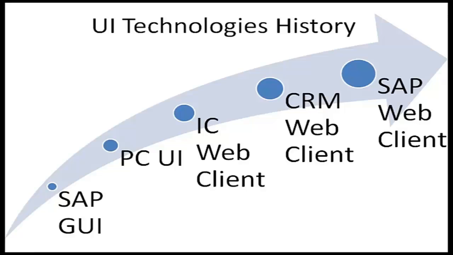So it started with PCUI when SAP came up with the product, or even before PCUI we had GUI. So in 4.0 we had PCUI or people centric user interface. Then in 5.0 we have IC web client or interaction center web client. So interaction center was the first application built on web client framework, and that had a major impact on customers and customers liked it. So that's the reason SAP had invested in the framework more and built the framework with more features.